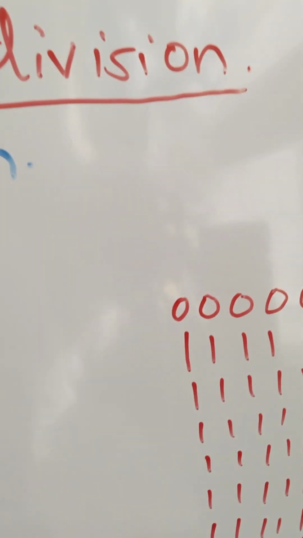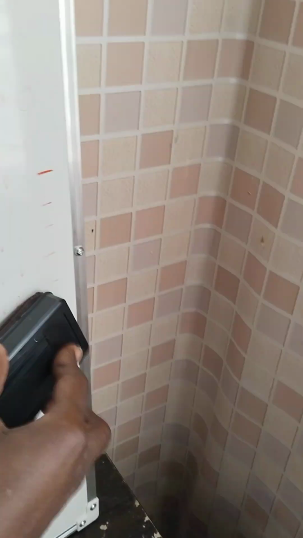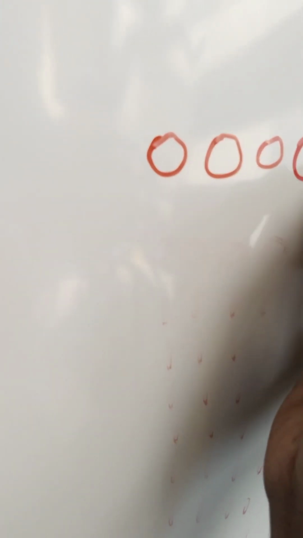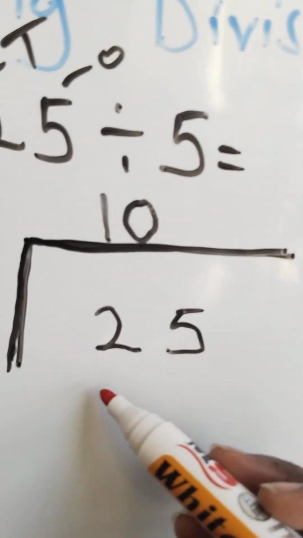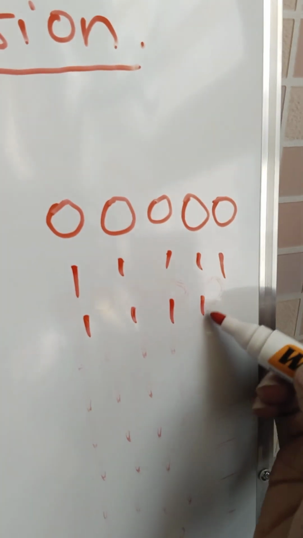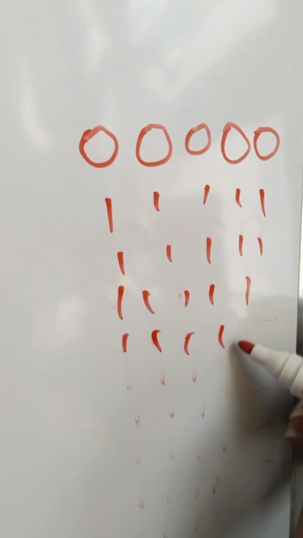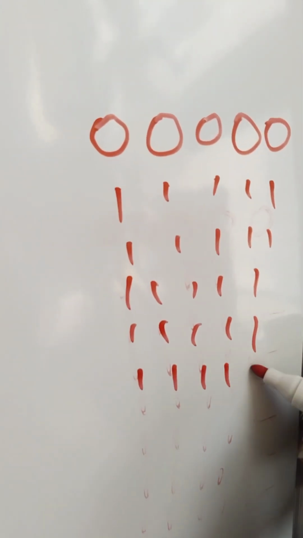Okay. We erase this, and now we get our 1, 2, 3, 4, 5, and we said 25. So we start 1, 2, 3, 4, 5, 6, 7, 8, 9, 10, 11, 12, 13, 14, 15, 16, 17, 18, 19, 20, 21, 22, 23, 24, 25.